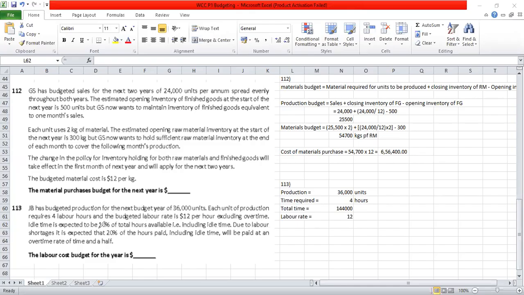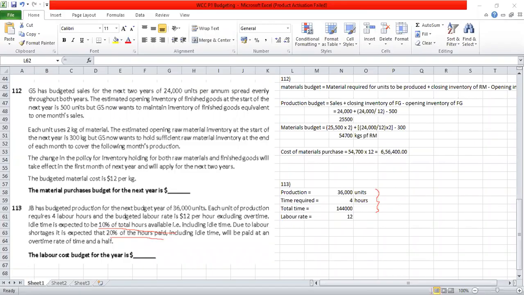Idle time is expected to be 10% of total hours available. Due to labor shortages, it is expected that 20% of the hours paid, including idle time, will be paid at an overtime rate of time and a half. See, these are the hours which are required. So 144,000 hours is the time which is required for the work to be completed.